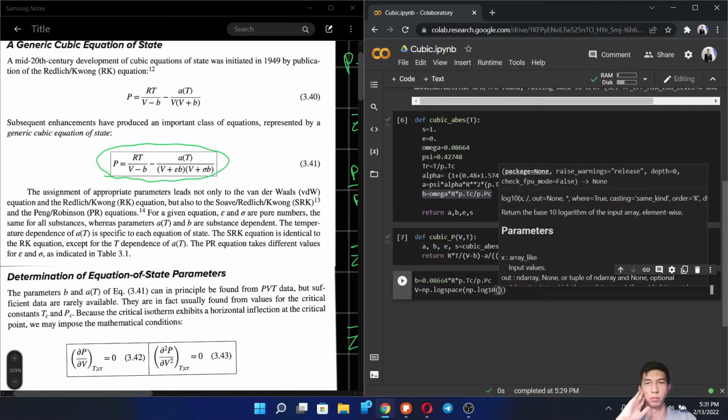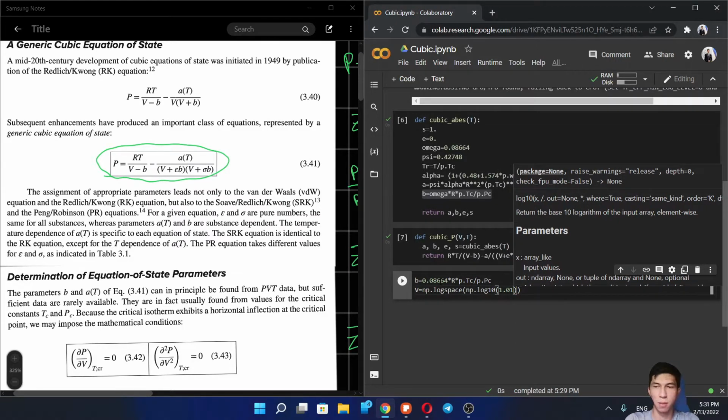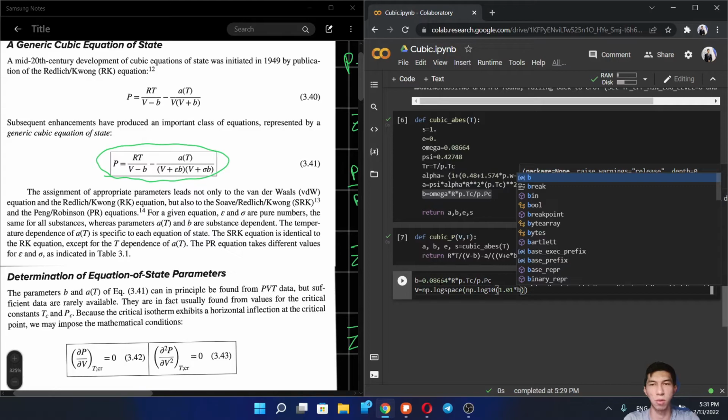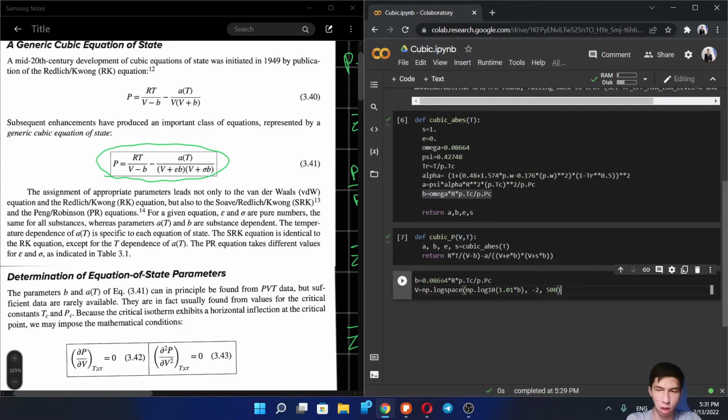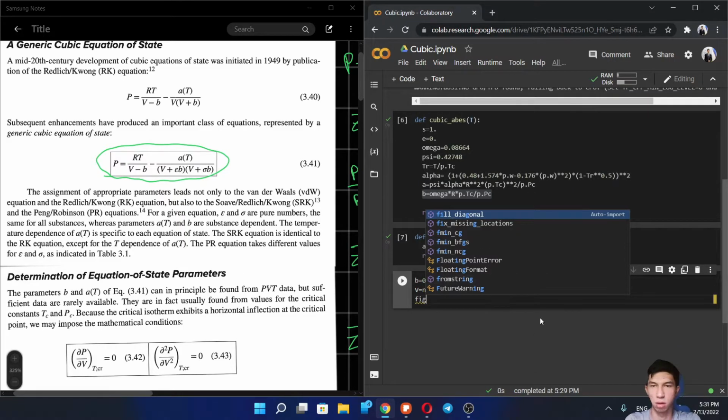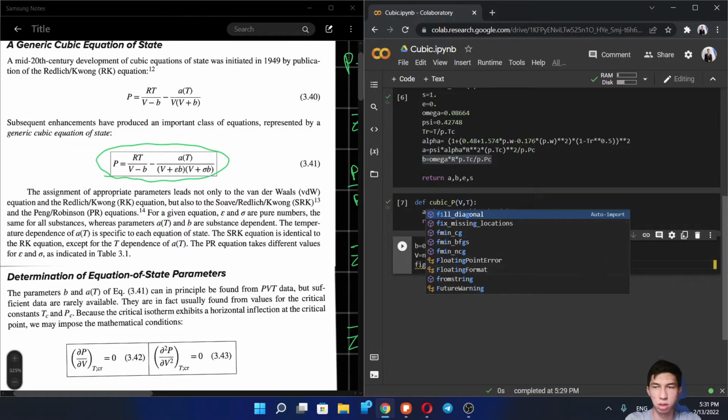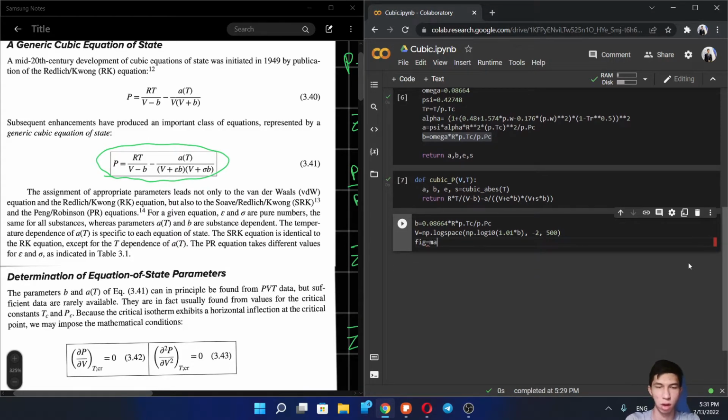So the starting point must be a bit bigger than the B value. It's going to be like 1% higher than the B value. And let's just say -2 for where we want to end, and 500 points. And so we will need our figure. So let's just say fig equals, we know, make subplots, right?